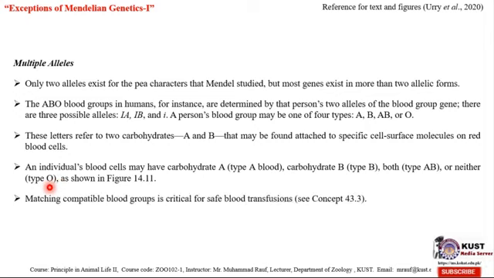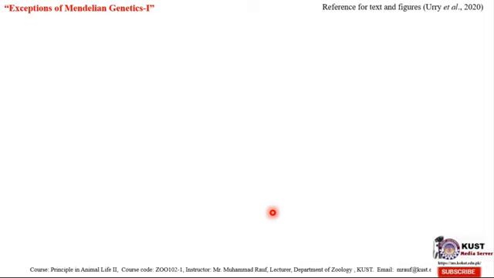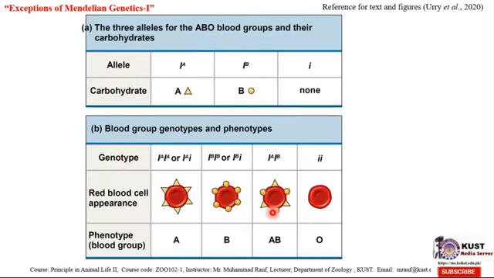So matching compatible groups is critical for safe blood transfusion. Of course, when you are donating blood to someone, the compatibility of the blood groups is important. You can see here there are 3 alleles for determining the blood group in a population.